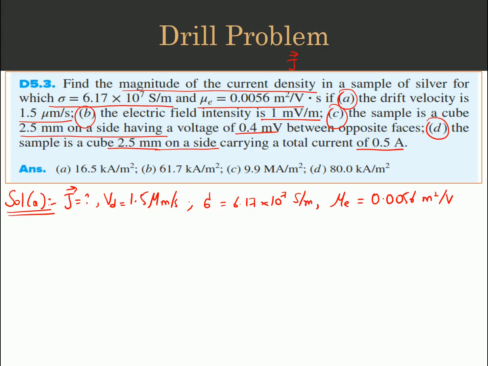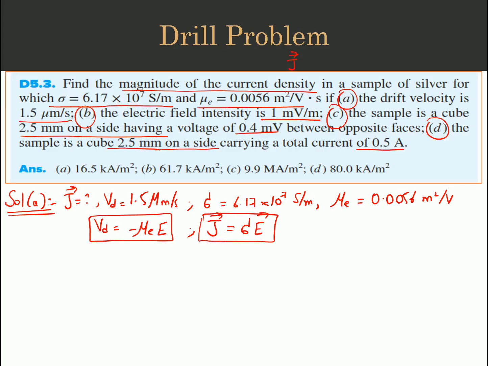Now we can easily apply the equation. We know that drift velocity is basically minus mobility of electrons times the electric field. This is one of the equations which we saw. And we also know that the current density is equal to the conductivity times the electric field E. So these are the two equations that we have, and what we need to find is J. We have conductivity, so we can find E.